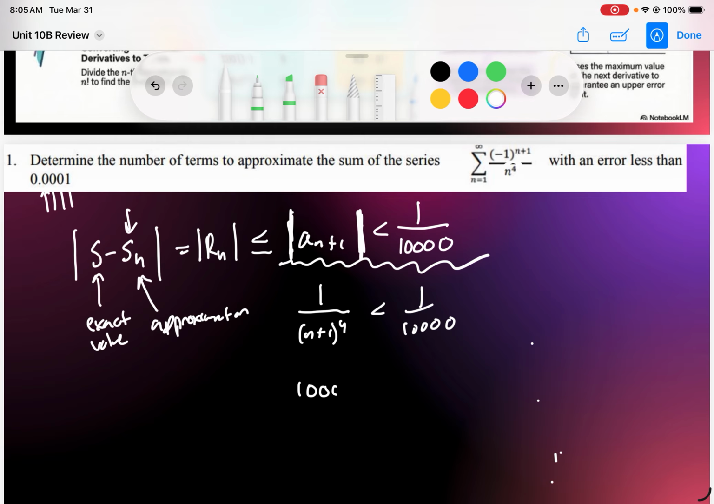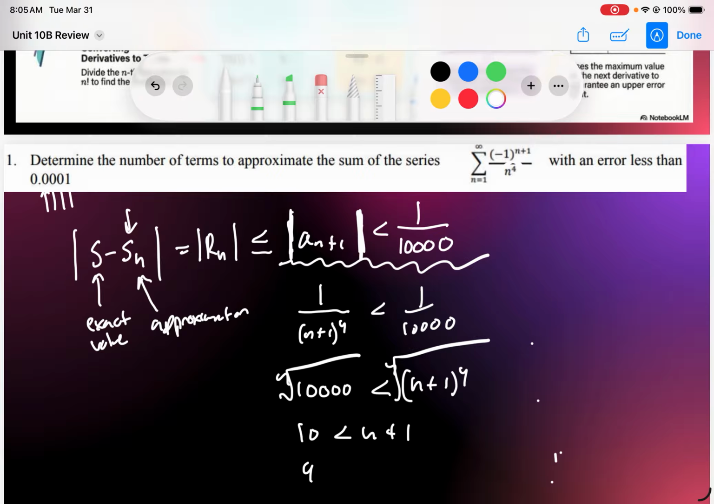I get 10,000 has to be less than n plus 1 to the power of 4. Take the fourth root of both sides, and I get 10 less than n plus 1. Subtract 1. It says n has to be greater than 9. So if I used 9 terms, I can't guarantee the error would be less than that number. So I need to use 10 terms. n is the counting numbers: 1, 2, 3, 4, 5, 6. I need 10 terms. So the answer would be 10.